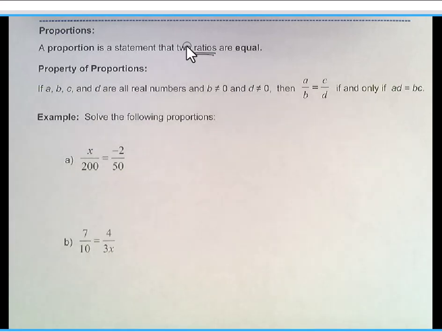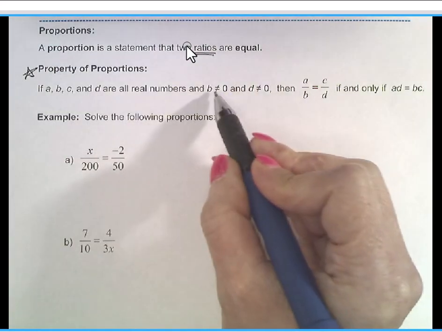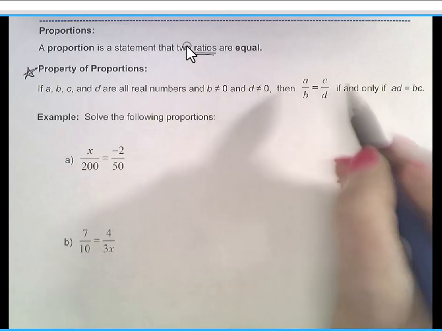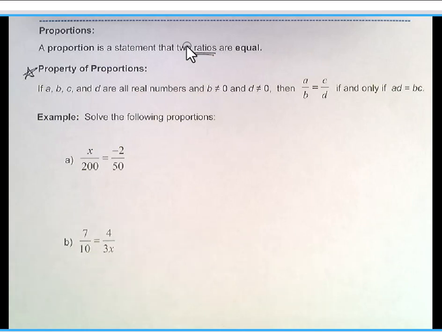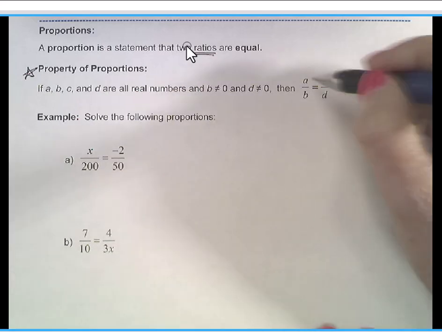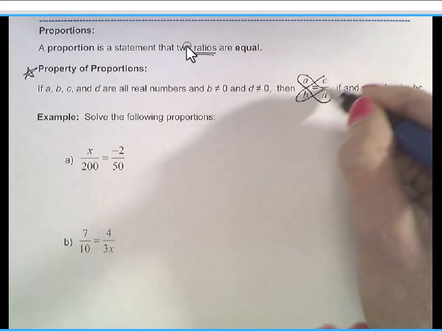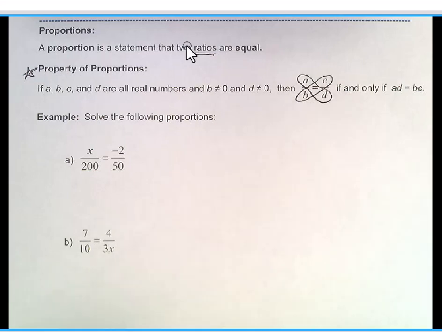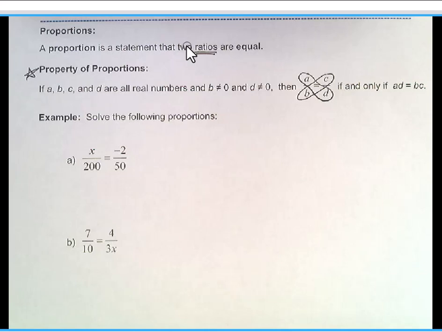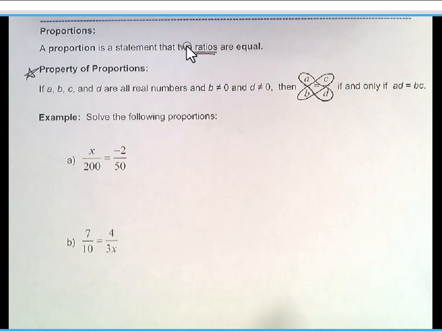So the property of proportions states: if A, B, C, and D are all real numbers, and we want to make sure that B and D are not zero, and you take the fraction A over B and set it equal to the fraction C over D, that is a true statement if and only if AD, which would be this diagonal, is equal to BC, which is the other diagonal. This is only a true statement if the diagonals are equal. And this was something we talked about when trying to determine if two fractions are equivalent: you can compare the products of the diagonals. They should be the same.